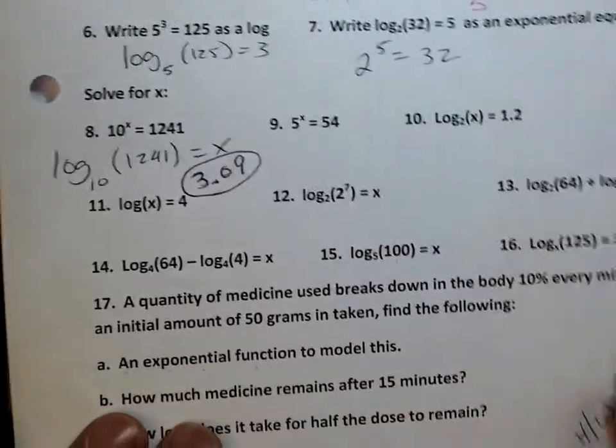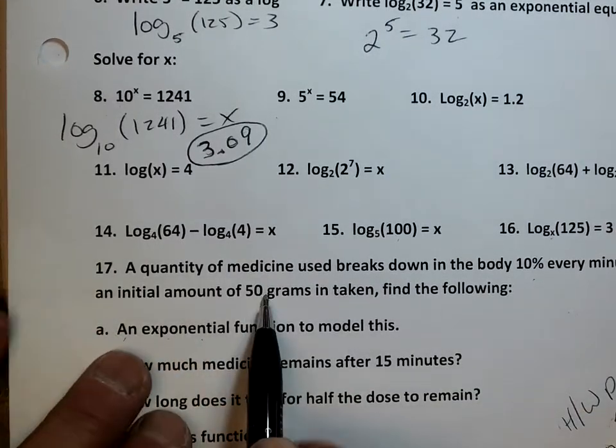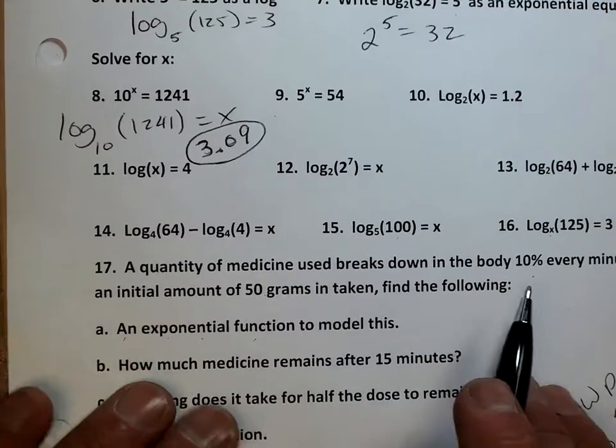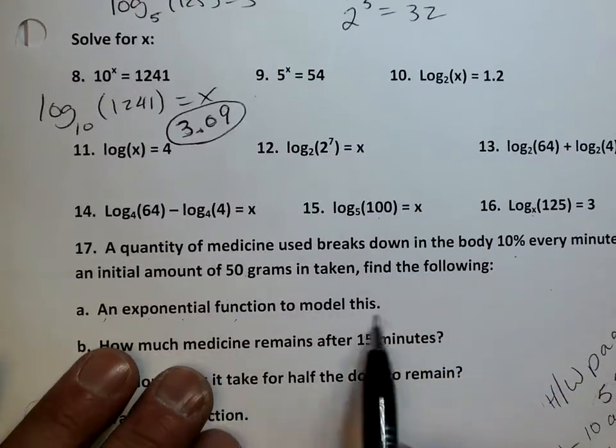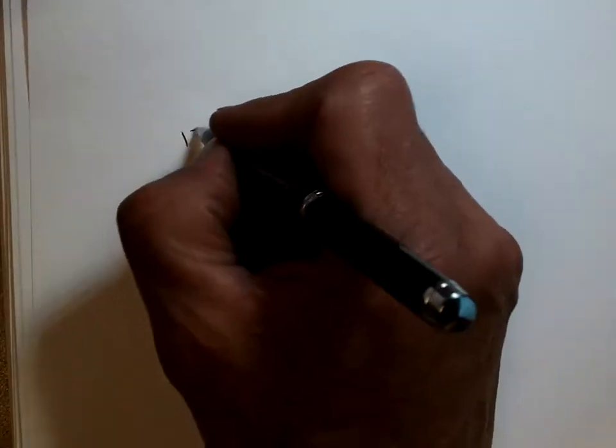17. All right. So a quantity of medicine used breaks down in the body 10% every minute. If the initial amount is 50 grams is taken, find the following. Okay. An exponential model to model this. So we're going to start off with 17.